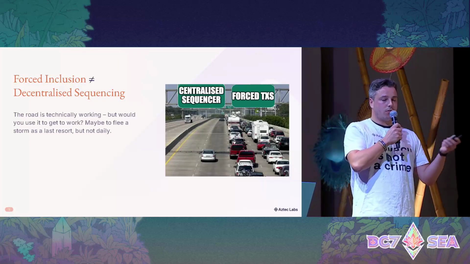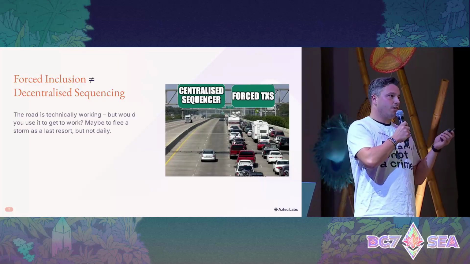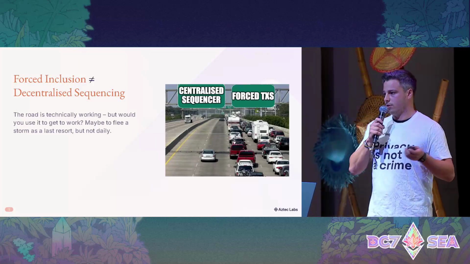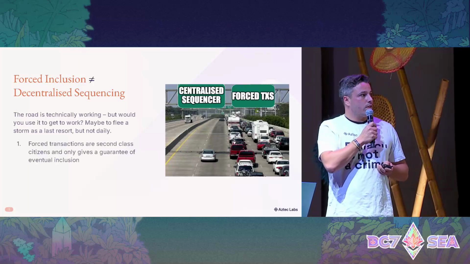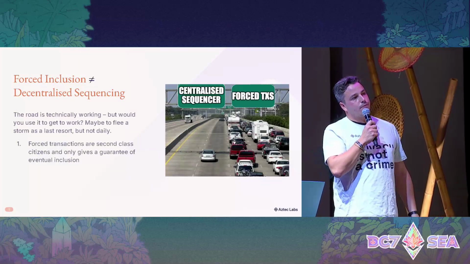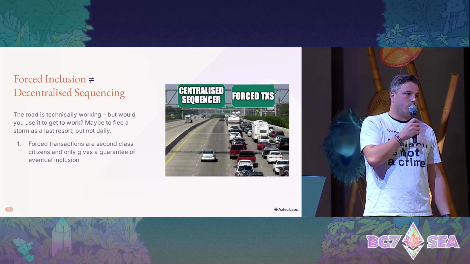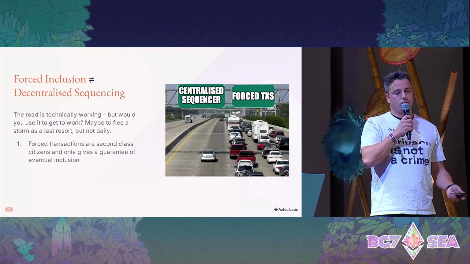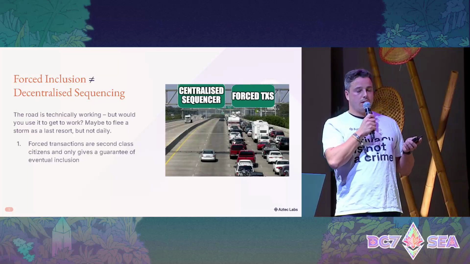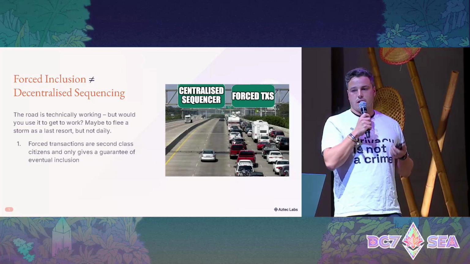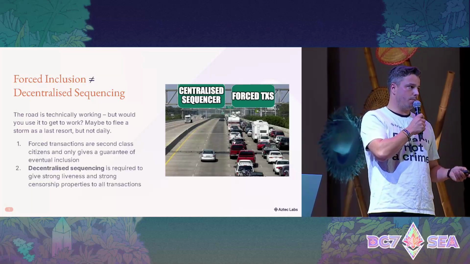You may use the right-hand side to flee a country, like run away from a storm, but you're not going to use it to get to work. And forced inclusions are pretty much the same. They can only be used for transactions which have a long duration. And so we want to make sure that every transaction has the same properties for censorship resistance and liveness. And forced transactions are kind of a second-class citizen.